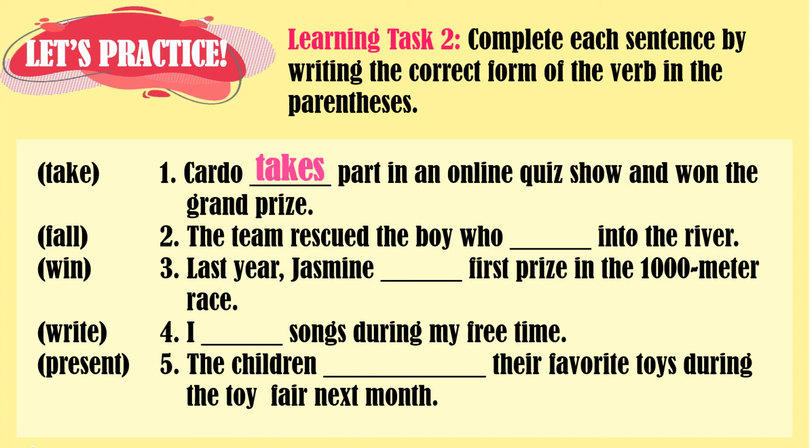What is the correct form of the verb? The answer is fell. Number 3. Last year, Jasmine blank first prize in the 1,000-meter race. There is a time expression, last year. So you can easily identify the correct form of the verb to be written on the blank. The answer is won. It's past tense.